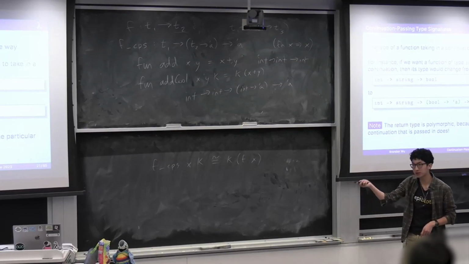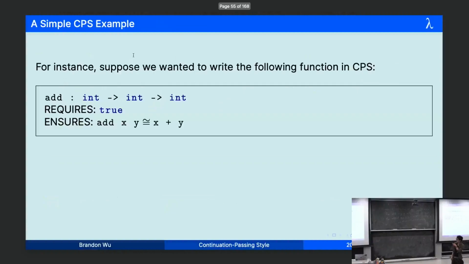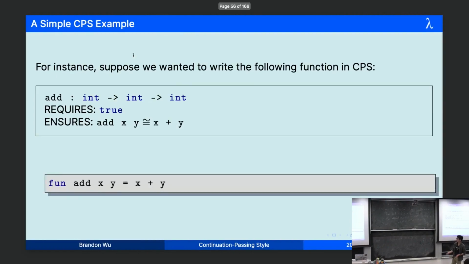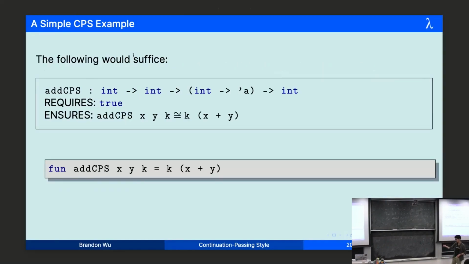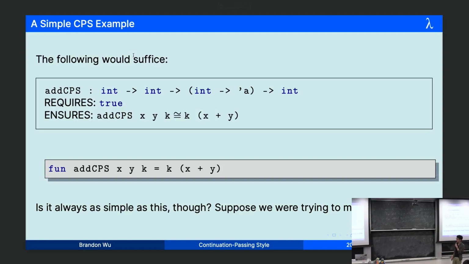So the type changes in a predictable way. That's the idea. And I actually already did this for you, but so we wrote out add, and if I do add CPS, this one I claim is CPS, but let's call it cool. I just take in the k and apply it, right? That's what I put on the board already. But the type changes in a predictable way.